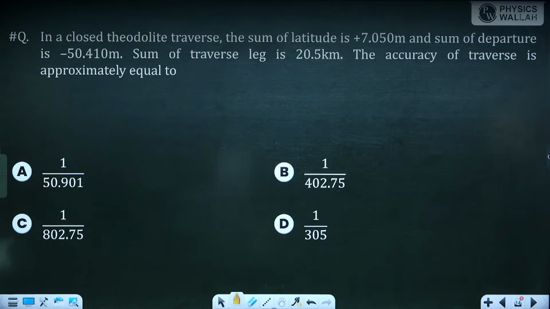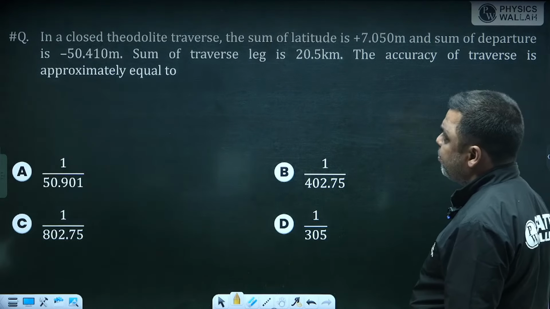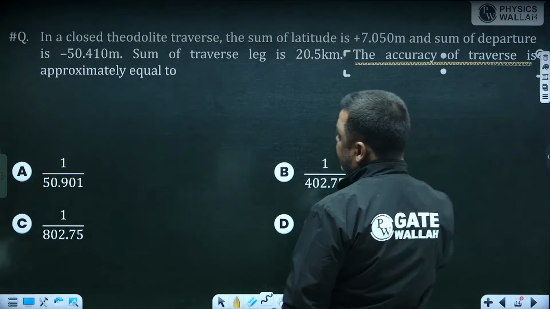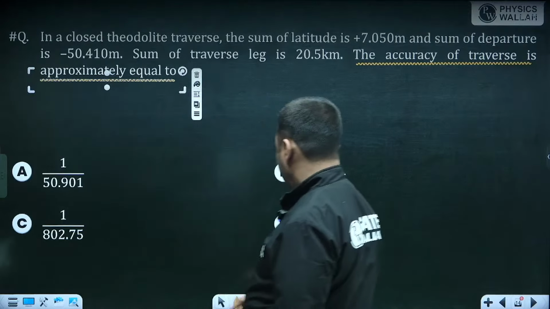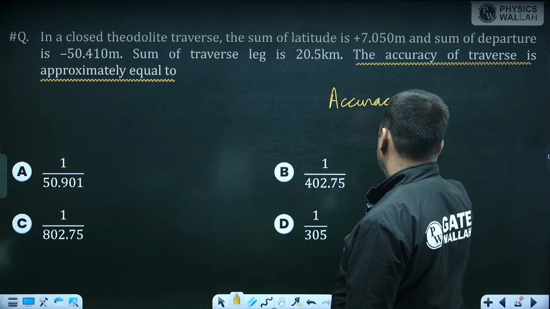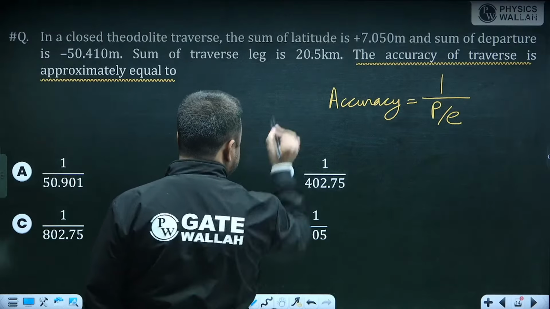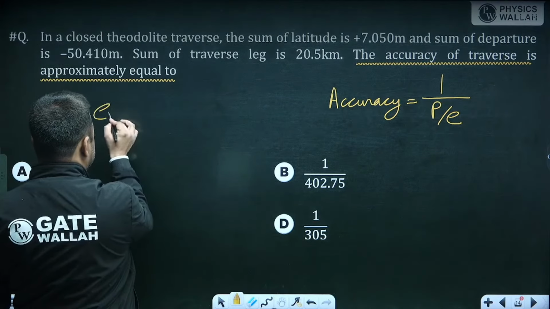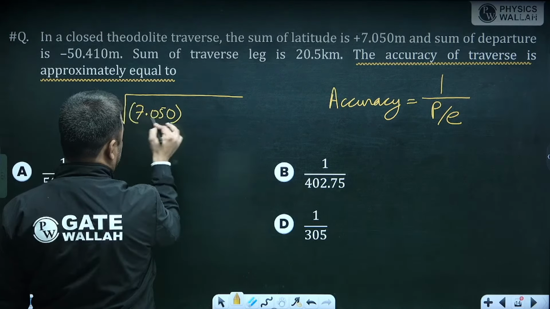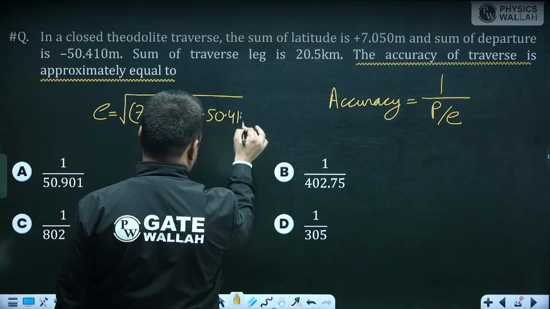Next question. In a closed theodolite traverse, the sum of latitude is this and the sum of departure is this. The sum of traverse length is this. Then the accuracy of the traverse is approximately equal to. We know that accuracy is 1 upon P by E. P is given as 20.5 kilometer. E we need to determine. E would be under root of summation L square, that is 7.050 square plus summation D square minus 50.410 square.